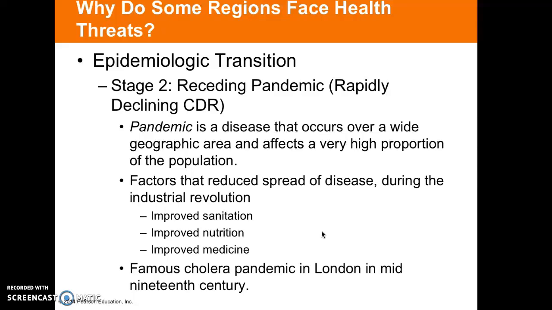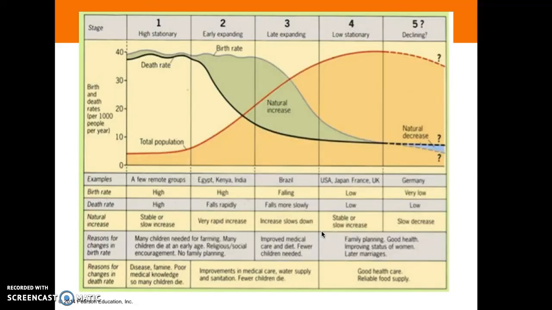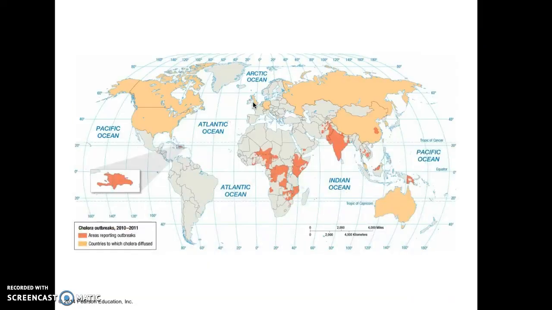An example in the Western world of a stage 2 epidemiological transition disease would be the cholera pandemic in London in the mid-19th century. So again, here the birth rate is still really high, but the death rate starts to fall, decrease. And so as a result, the total population begins to increase. And again, the biggest changes are increases in drinking water, sewage care, and medical care. You can see that cholera is still a problem in the world today.